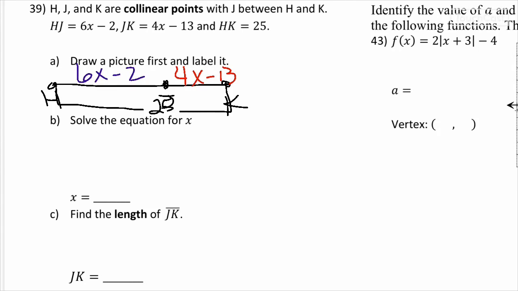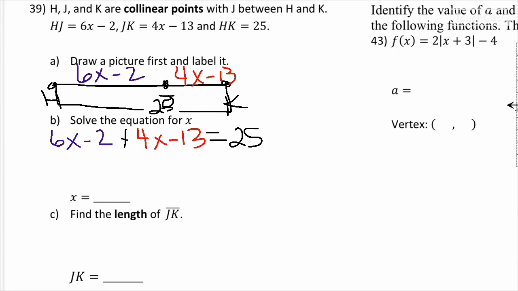Well, that just means that we have 6x minus 2 plus 4x minus 13 will equal the whole thing, because that's the two parts, and it equals the whole thing. Yeah, not enough room to solve. I'll give it my best.